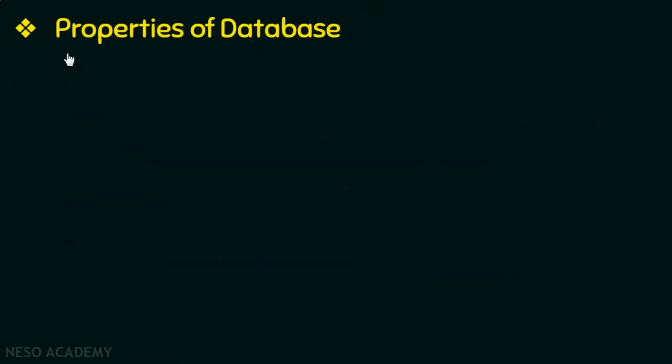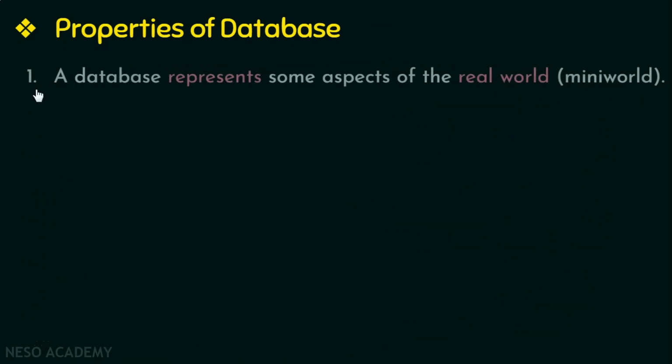Next, we will be discussing the properties of database. There are 3 properties of database. The first one is a database represents some aspects of the real world, otherwise called the mini world. So anything in this mini world, the objects, their properties, the relationships between them, all that is represented by a database. And if there is any change in the real world, that change will also be reflected in the database.